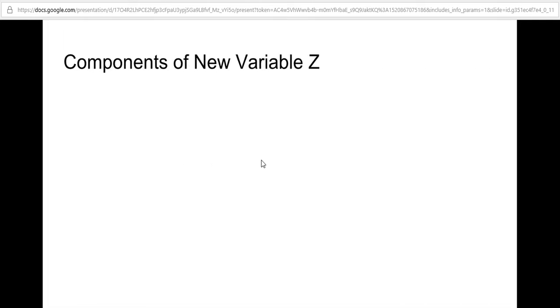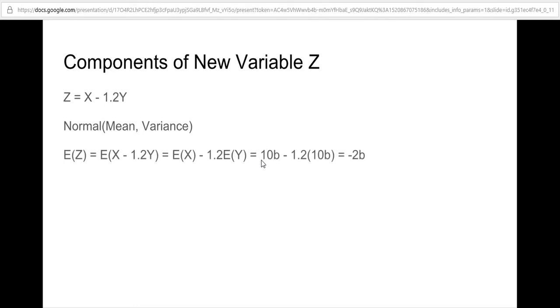Next, in order to solve this, we need to look at the mean and variance of the new variable z, and we need these in order to do the normal calculation. The expected value of z is the expected value of this mixture, so the expected value of x minus 1.2, and any constant can come outside, so we get 1.2 times the expected value of y. Substituting our values back in, we get 10b minus 1.2 times 10b, which is equal to negative 2b.